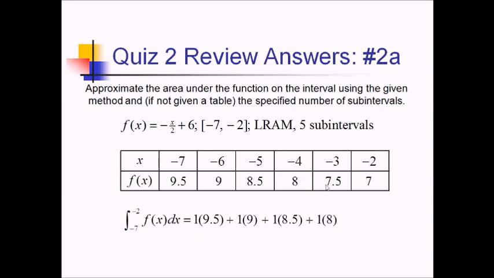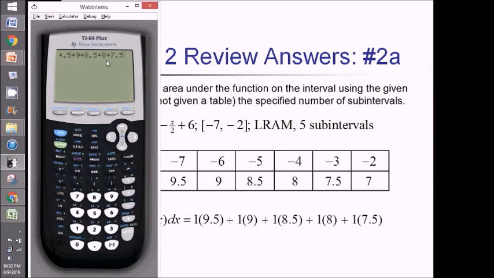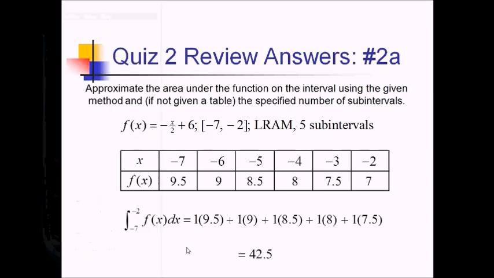This last number doesn't end up getting used because that's the rightmost endpoint, or the rightmost y value on one of these rectangles. So that doesn't get used in LRAM. All right, let's add all these up on the calculator. And when I added these, I didn't bother multiplying them all by 1 before adding them together. You could if you wanted to, but you get 42.5 out of this.